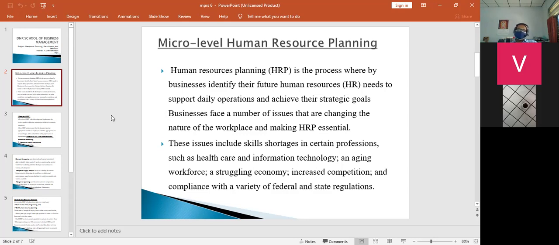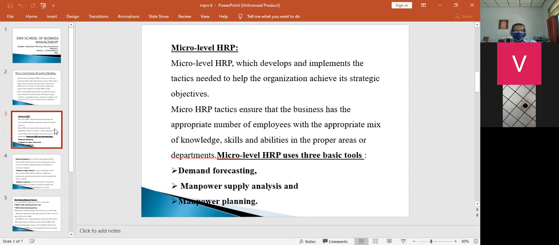So in and around, more people are getting employed. So this next, micro level human resource planning. What do you mean by micro level human resource planning? Micro level HRP develops and implements the tactics needed to develop the organization and achieve its strategic objectives.